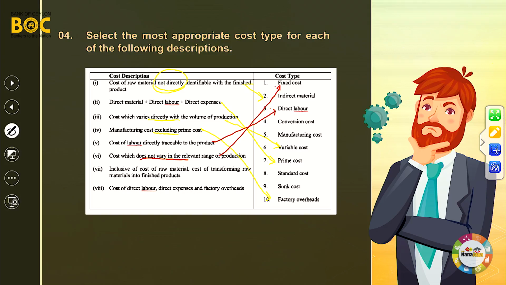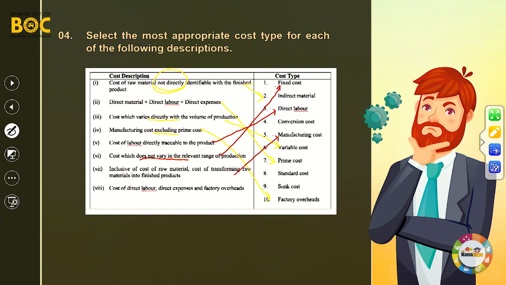Inclusive of cost of materials and cost of transforming raw material into finished goods, inclusive of raw material and conversion cost. Raw material cost, we convert raw materials into finished goods. Inclusive of cost of materials and cost of transforming materials into finished goods, we call manufacturing cost.